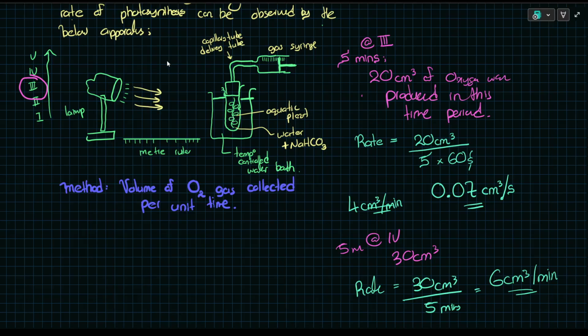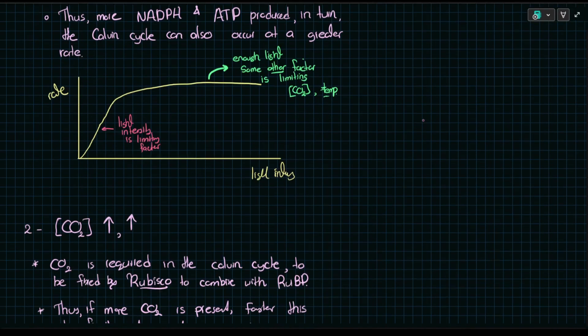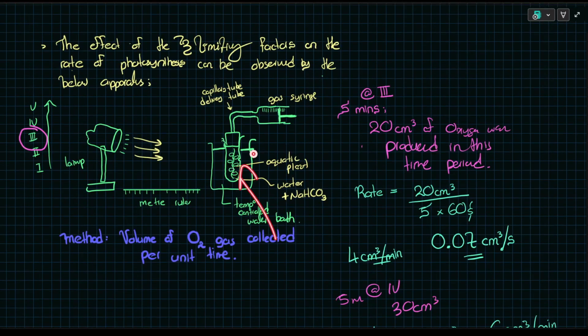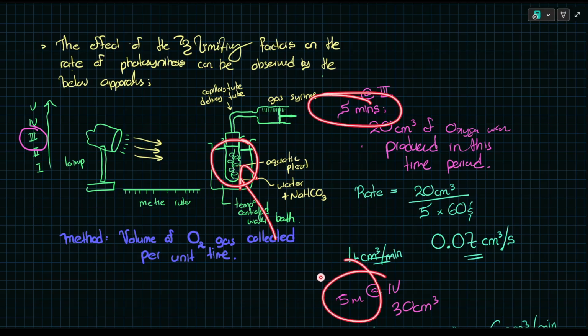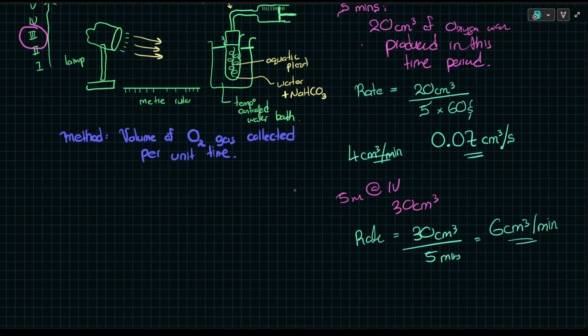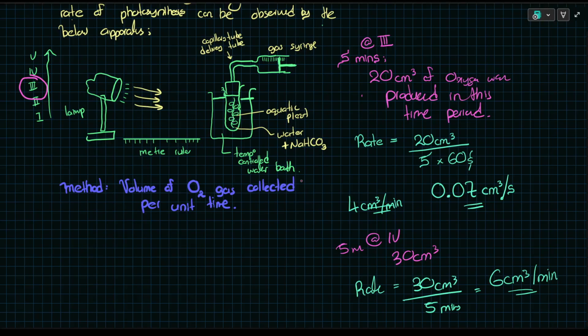One last thing I should mention. Going from here to here, I only increased the intensity. I kept everything the same. The temperature of the water bath was the same. I used the same exact plant. I used the same exact duration. Nothing changed, right? I only changed the intensity. Why? Because that is the only variable I should be changing, because that is the only variable I am investigating.